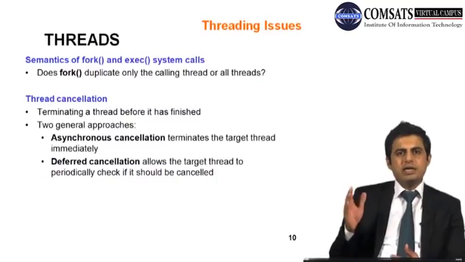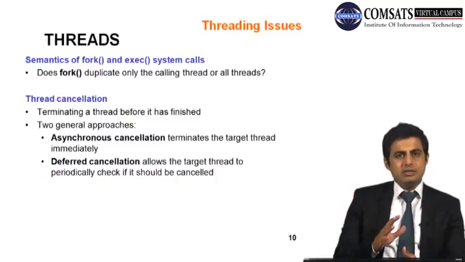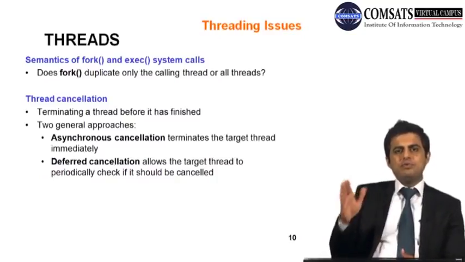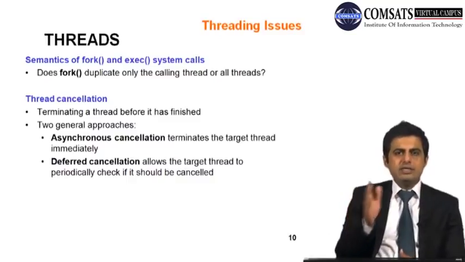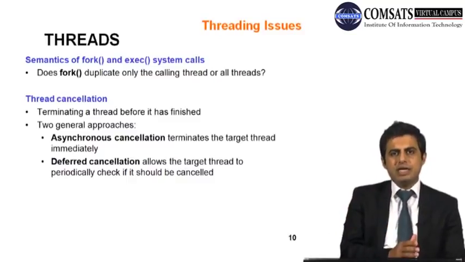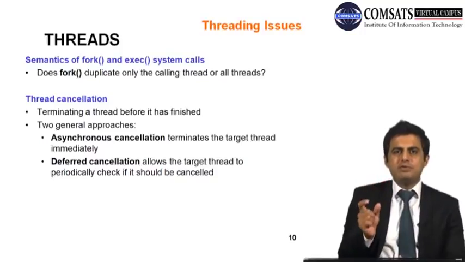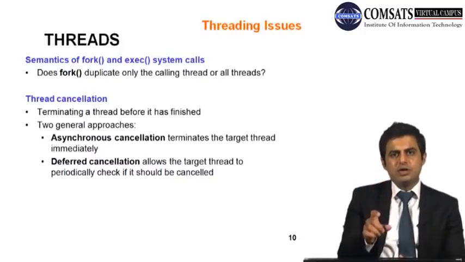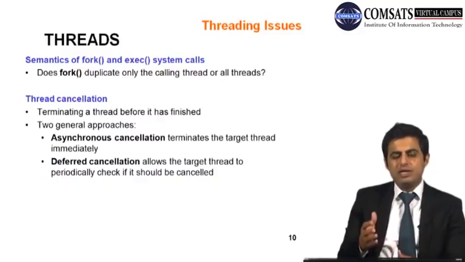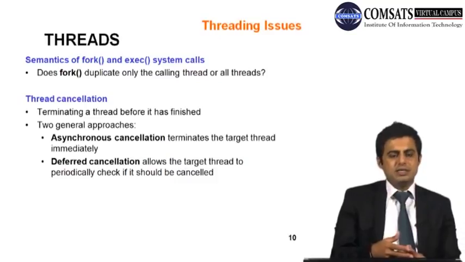Which happens is that one by one the thread terminates. So for example, if you want to terminate one thread, it doesn't mean the other thread will also be terminated. So only one thread will be terminated, वो सिर्फ वही cancel होगा और उसके resources वापस आ जाएंगे और वो फिर बाकी threads से share हो सकते हैं. But in the deferred cancellation, what happens is it allows the target thread to periodically check if it should be cancelled.